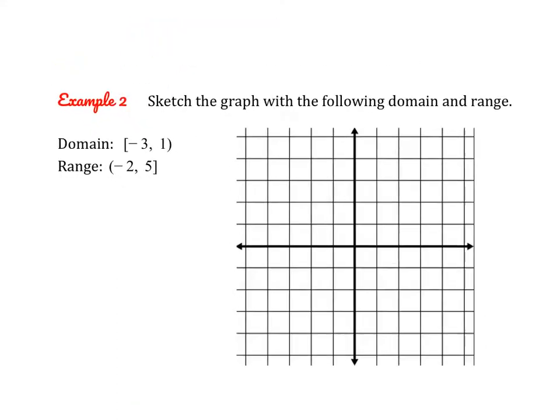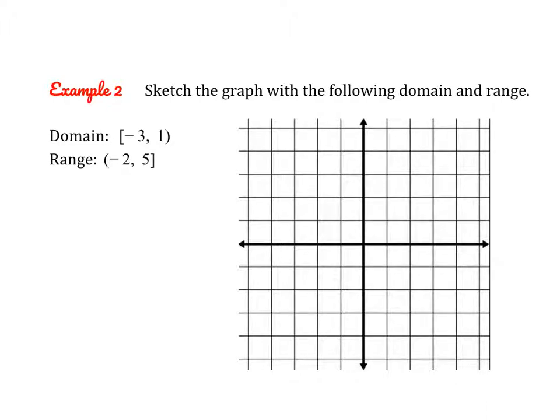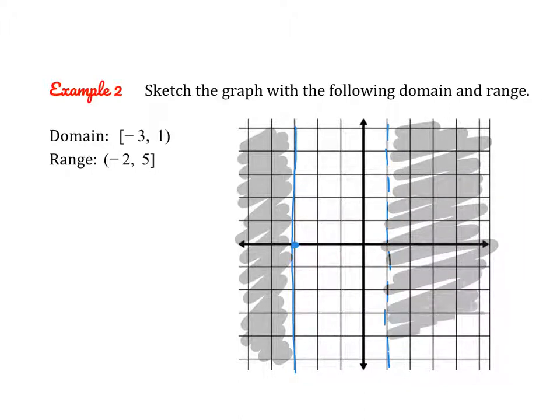Okay, let's try one more together. So here we're going to sketch the graph with a new domain and range. So let's start with our domain. Here we have a lower bound of -3, which is here. And I see a bracket, so I'm going to do a solid line. And I'm going to shade out everything to the left of that. And then I have an upper bound of 1, where I'm going to do a dotted line because it's not included. And everything to the right of that is going to be shaded, so we don't use this region.